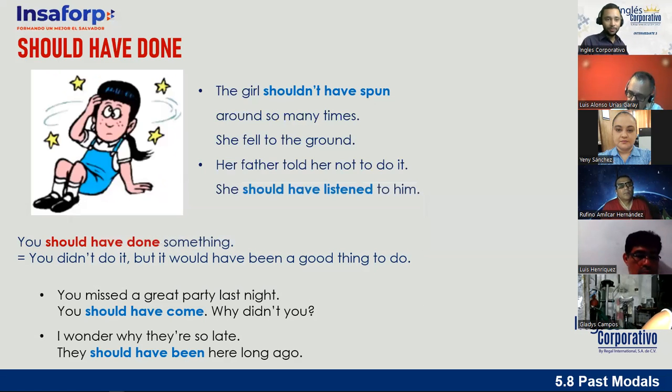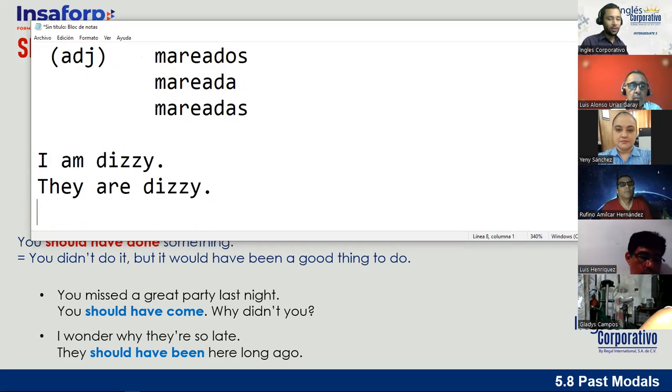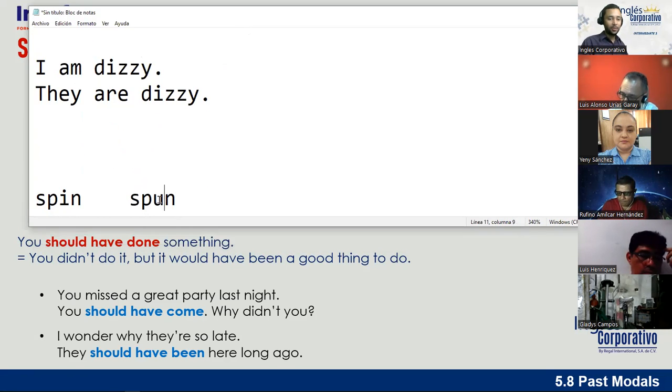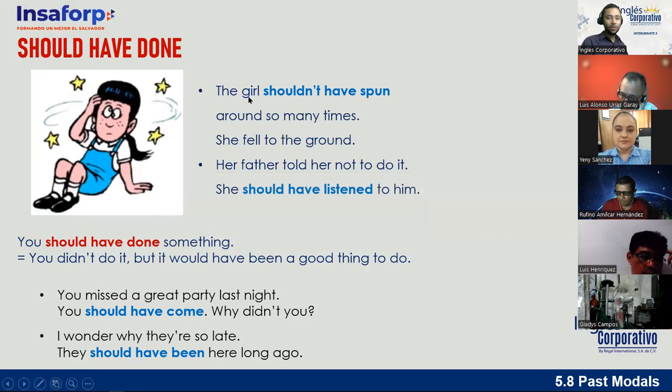Going back to the presentation, you see the girl, she's dizzy. So what do we say about that? The girl shouldn't have spun around so many times. By the way, spun, what is that? There is the verb spin, which is dar vueltas, okay? That's the verb spin. And the past participle of spin is spun. So the girl shouldn't have spun around so many times.